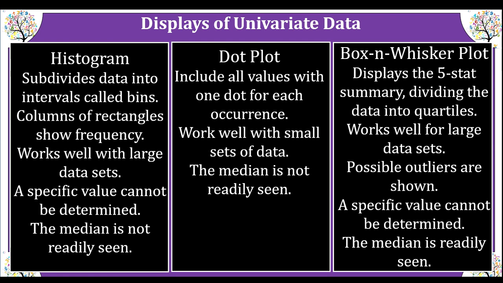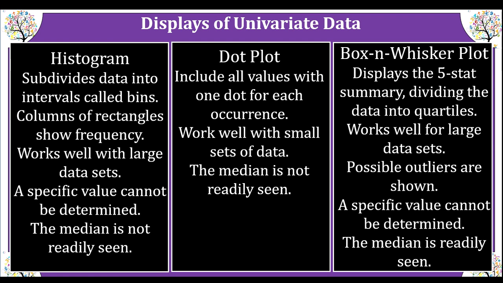A histogram, remember, is a bar graph, but there are no spaces in between the bars. And these bars are sometimes called bins or buckets. A specific value cannot be determined because the buckets are in intervals, and also the median is not readily seen. A dot plot is best used for small amounts of data because you don't want to have to plot like 100 X's or dots. And the median, again, is not readily seen.